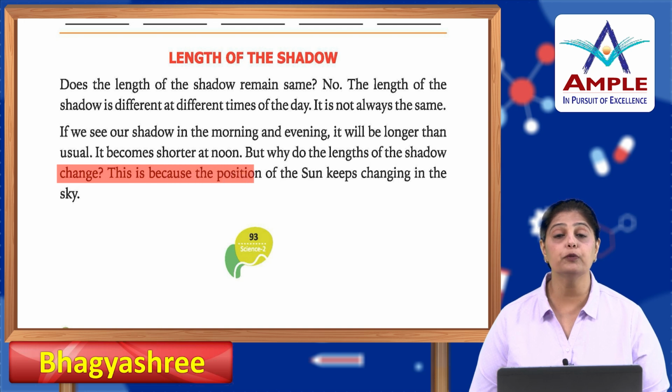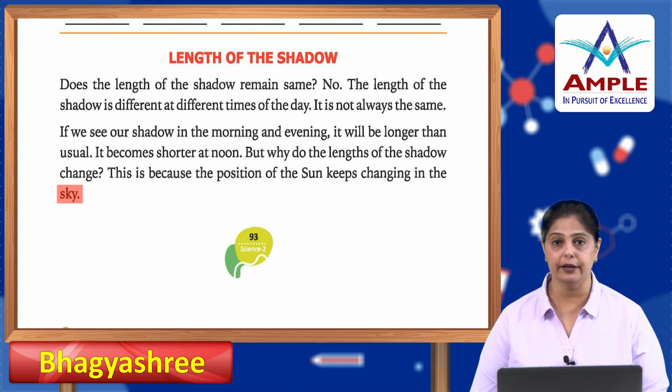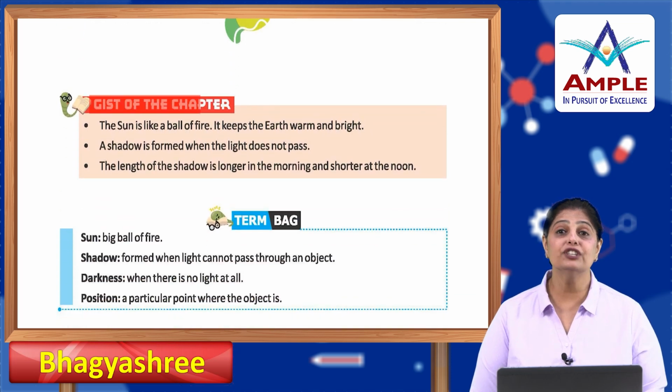This is because of the position of the sun, which keeps on changing in the sky. Okay? So, children, I hope now you will observe your shadow and also try to make shadows on the wall with the help of the light. Okay? It's fun to play this game also. Now, gist of the chapter.